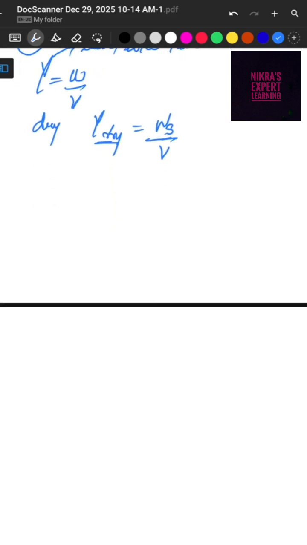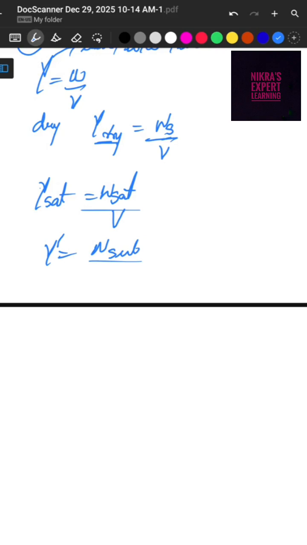Okay, dry by volume. When I am saying saturated, it is weight of saturated soil divided by volume. Submerged, the ratio of submerged weight to the volume. And the submerged is equal to saturated minus the water weight.